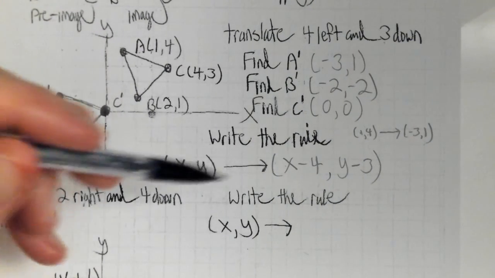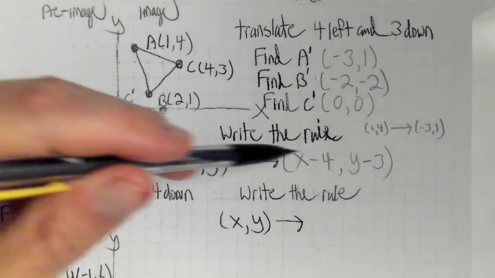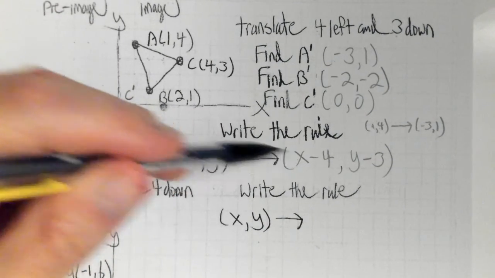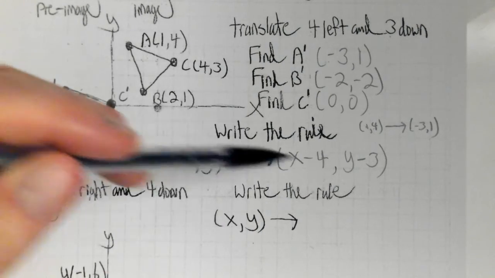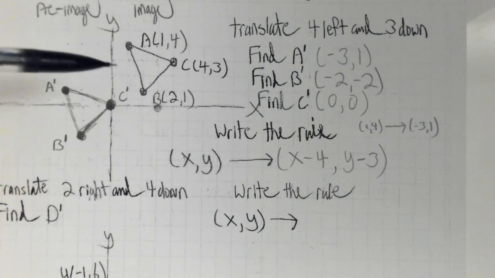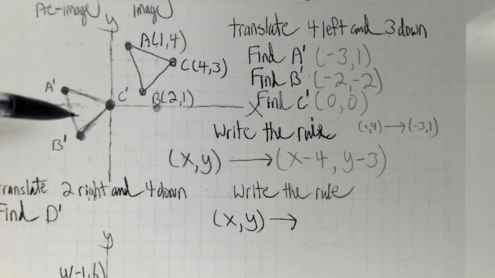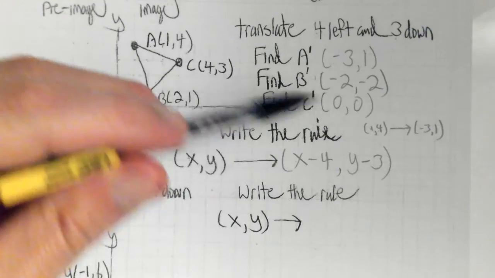So the translation rule here is saying you take the original point, you subtract 4 from the x value of the original point and 3 from the y value of the original point, and then you will have the new points. All right? And so that's kind of how it looks. And if you double checked it with points B and C, you would see that also would be the case.